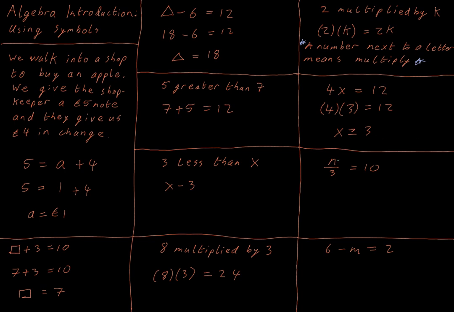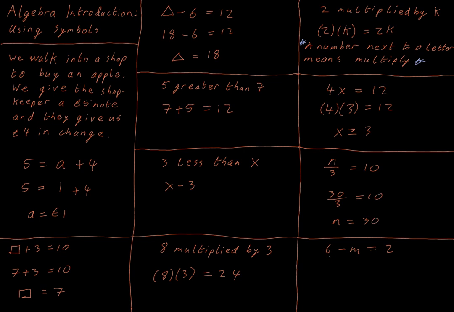Now here I have the letter n, which is standing for a number, divided by 3 is equal to 10. So again, this is an equation. It has an equal sign at the start. So I can find the value of n. So n divided by 3 is going to be 10. Well, what number divided by 3 would give me 10? That would be 30 divided by 3 would be 10. That means n must be equal to 30.